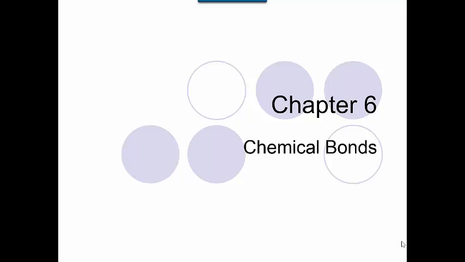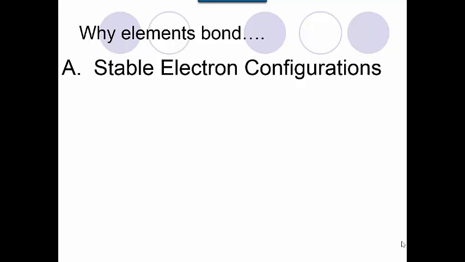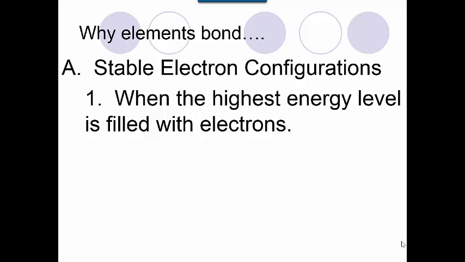In this chapter, we're going to be looking at chemical bonds and the different types of chemical bonds that exist in chemistry. But before we do that, we're going to look at why elements want to bond. There are two main types of elements. There are elements that are already stable the way they are, and then there are elements that would like to become stable. So you want elements to have a stable electron configuration.